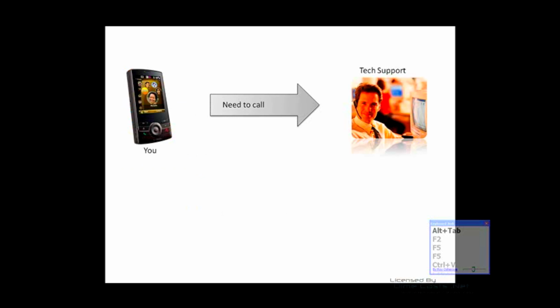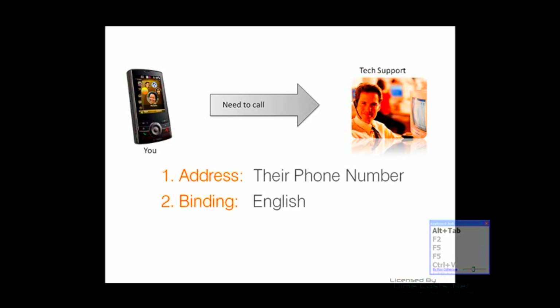The best way to understand this is to think about when we have a problem with a computer or someone needs to contact technical support for some reason. You need to call technical support. So what do you need to initiate this conversation and communicate back and forth? You need an address, their phone number that you can dial to reach them. This is the same thing in WCF. You need an address. You need a binding. How are you going to communicate over the wire? You need to talk English, so the technical support representatives need to speak English as well.